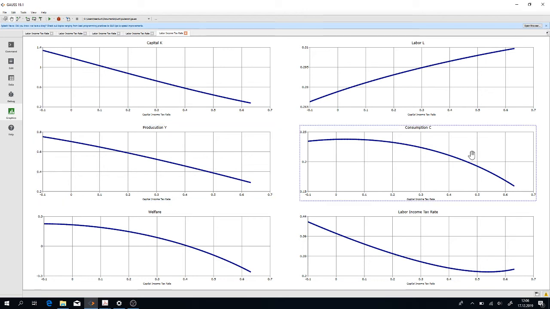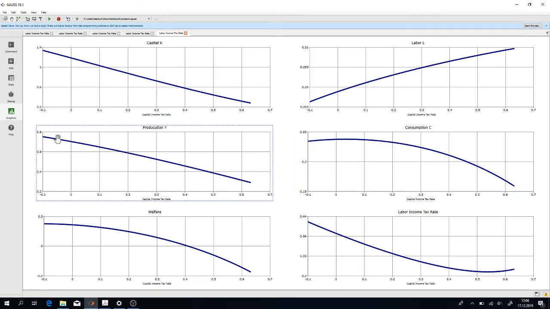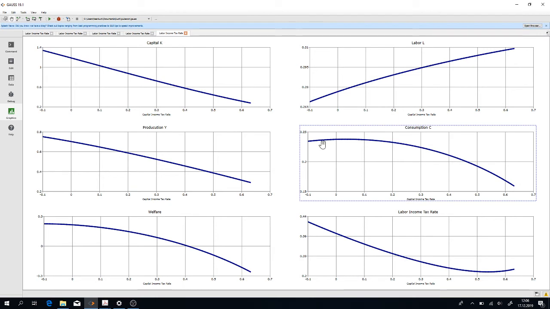As a consequence, we can increase consumption, but only up to a certain maximum value, which is around a capital income tax rate of about 5%. For this value, consumption decreases again, and the reason is, well, from our still increasing production, we have to spend more and more on replacing the depreciated capital stock. Therefore, we have less production left for consumption.